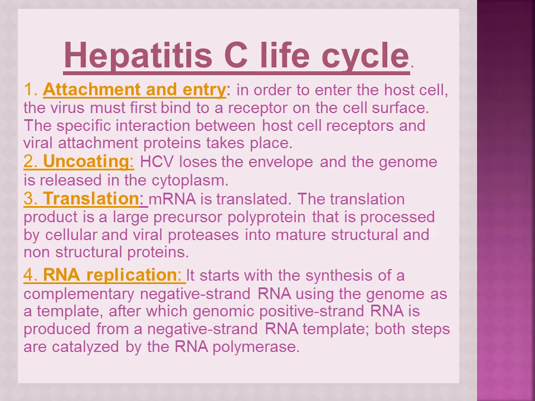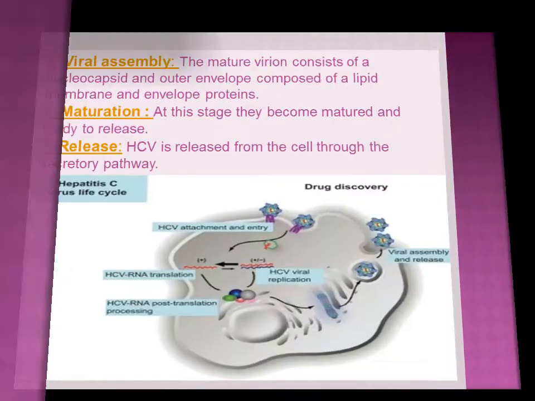After that, mRNA is translated. The translation product is a large precursor protein that is processed by cellular and viral proteases into mature structural and non-structural proteins. This step is called translation because in it the mRNA is translated. After that comes RNA replication. It starts with synthesis of complementary negative strand RNA using the genome as template, after which genomic positive strand RNA is produced from the negative strand RNA template. Both steps are catalyzed by RNA polymerase.